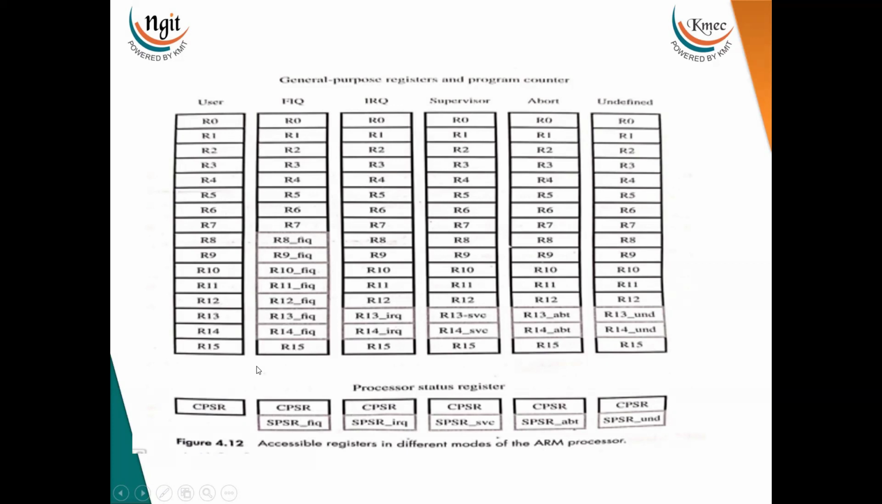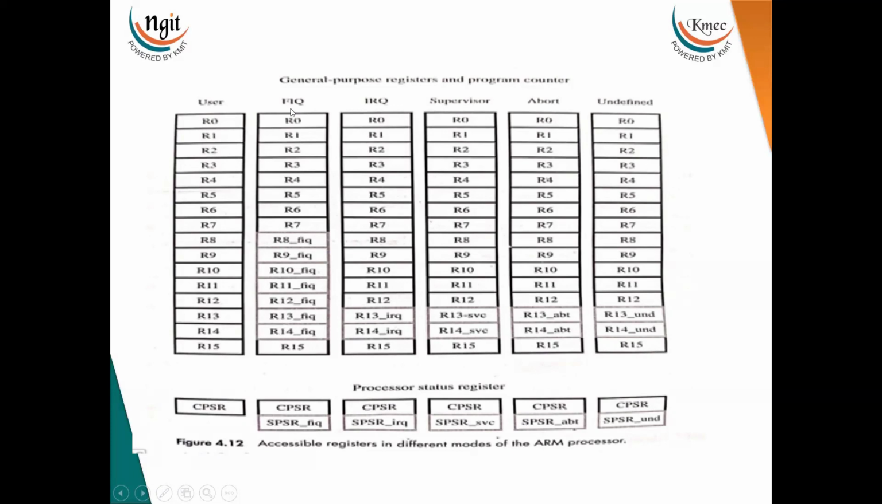Now, we already know that when an interrupt occurs, the processor will store the program counter value and status register value onto the stack, as we have studied in the interrupt concept. Now coming to the ARM processor, the program counter value is nothing but the R15 value, which will be stored onto the R14 of that particular mode.